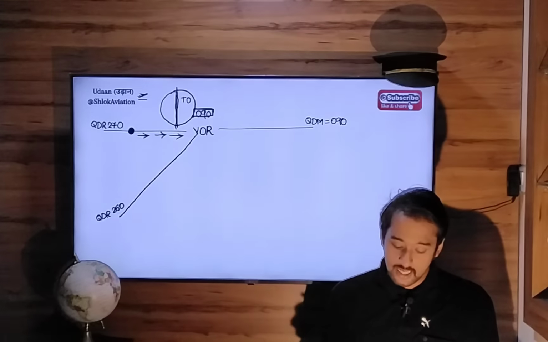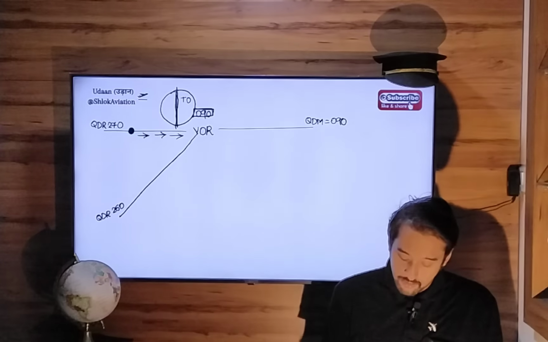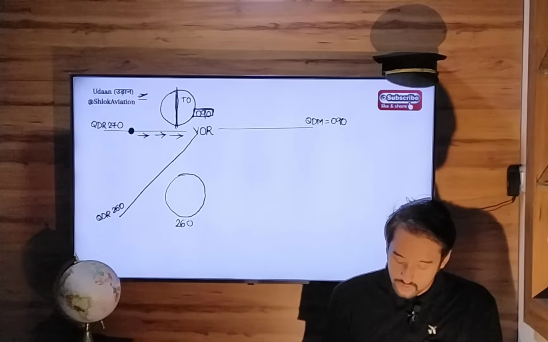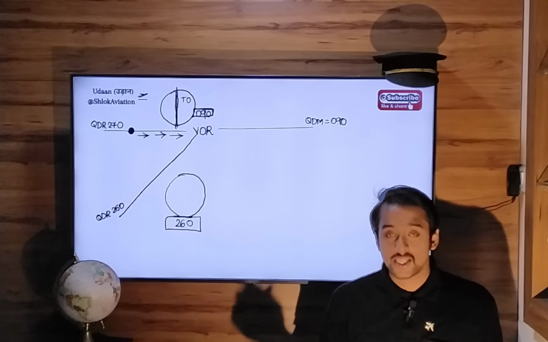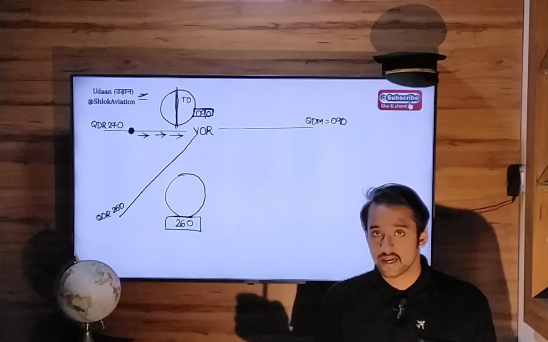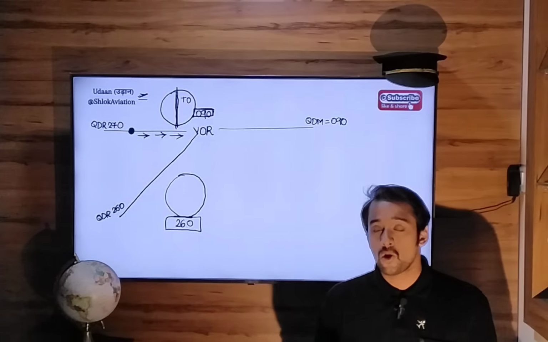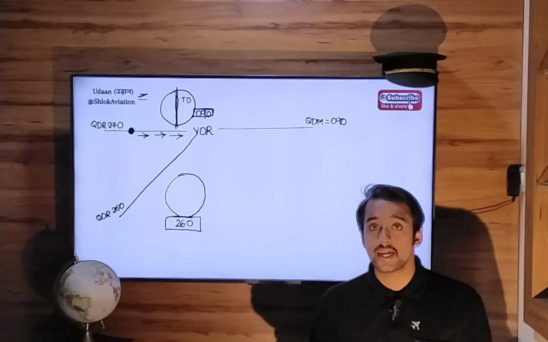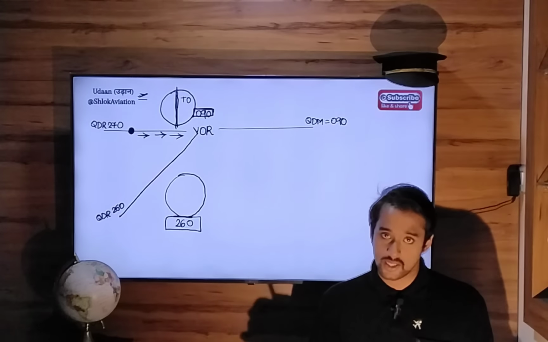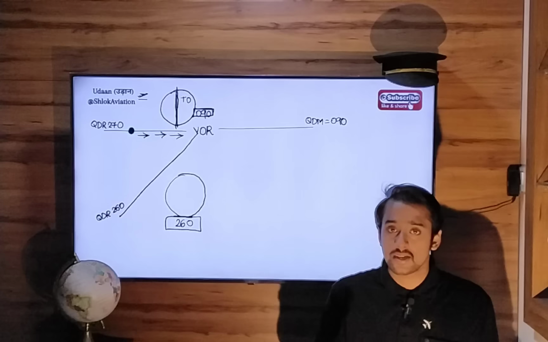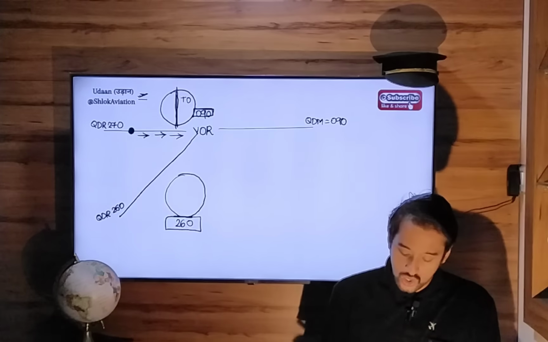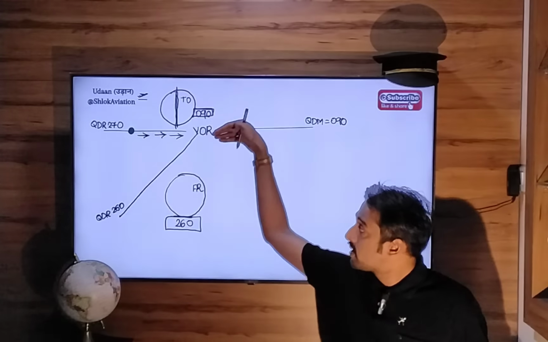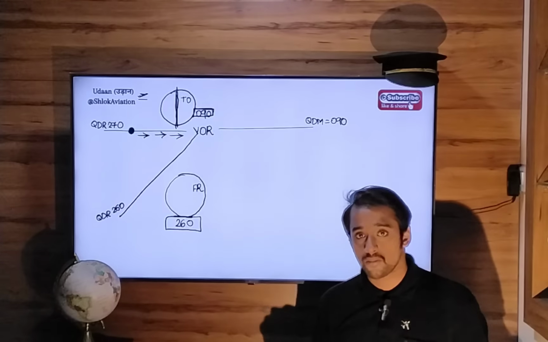The question states that the pilot, instead of doing this, has put 260 radial in the OBS selector. So what will happen? You want to go towards the VOR station, but you have put a radial information which is intended to take you away from the VOR station. So what will the CDI needle do? It will show a FROM indication, because radial 260 will take you away from the VOR.